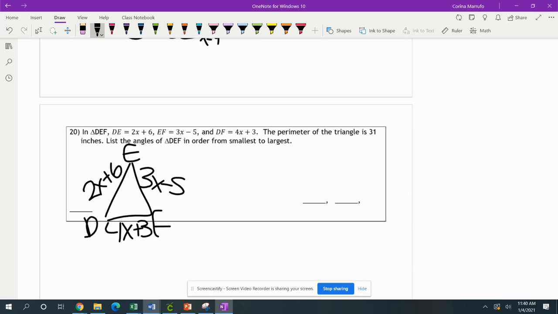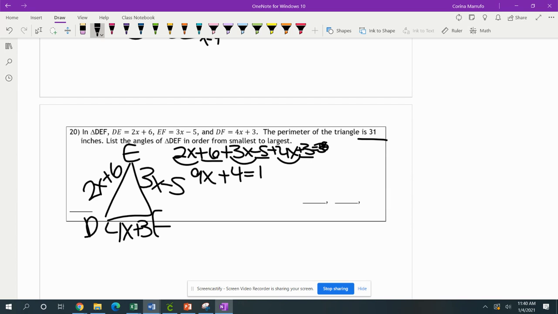It tells you the perimeter of the triangle is 31. So that means that they add up to 31. So please, please, please don't get that mixed up. The angles add up to 180. The sides don't have a set number that they add up to, okay? So we combine our like terms first. 2x, 3x, and 4x is 9x. 6, negative 5, and 3 is 4. This is equal to 31.